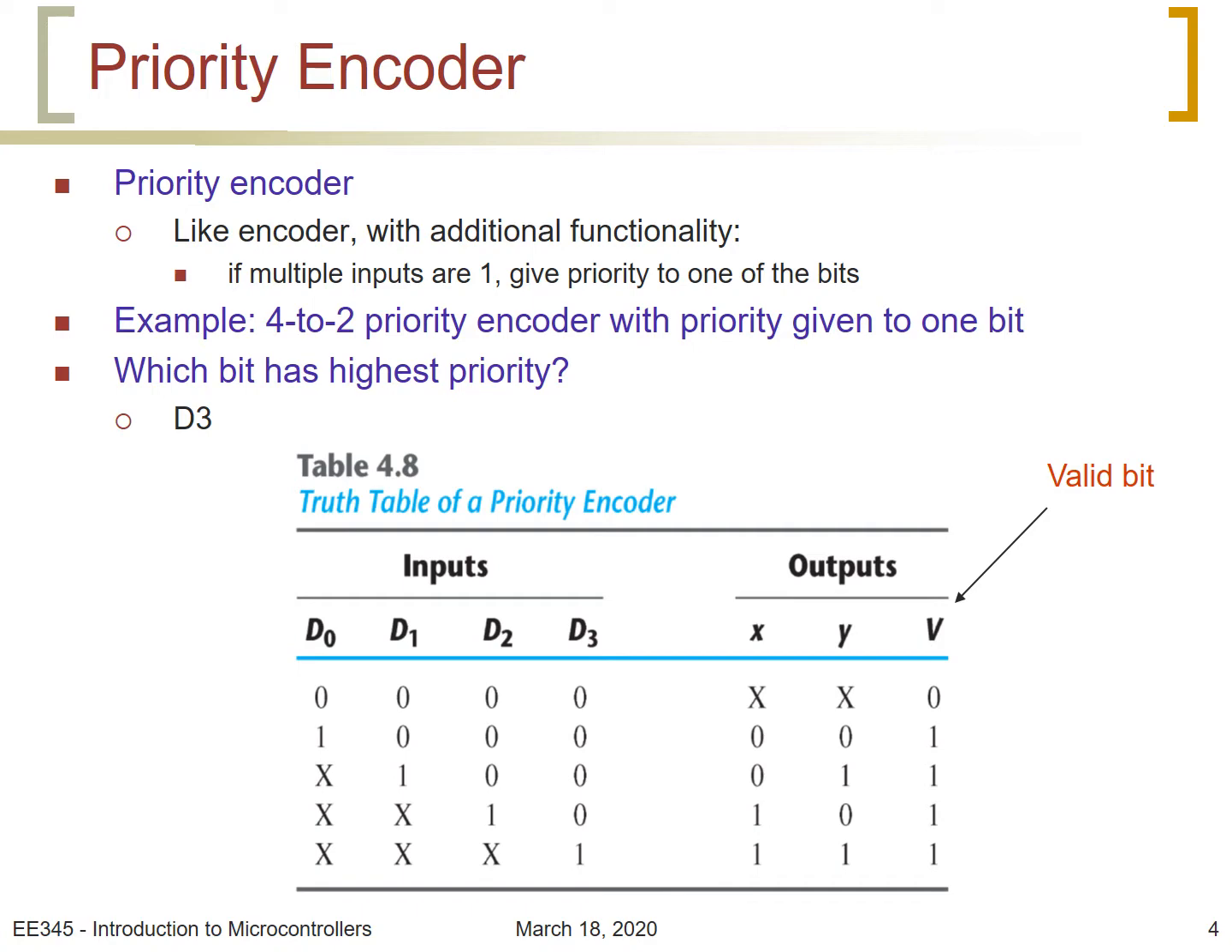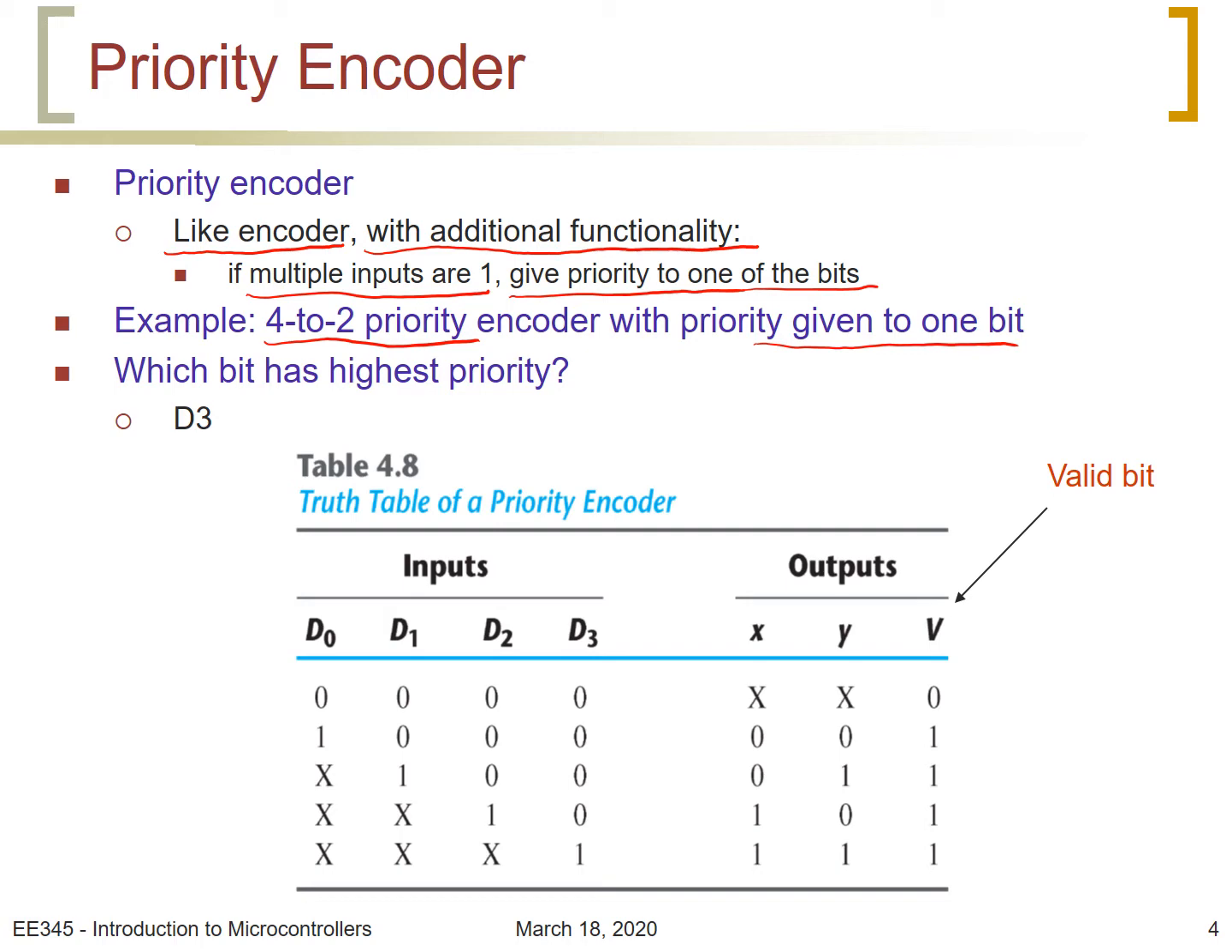Now, the priority encoder is like an encoder that we have just described. However, it has additional functionality, which is that it is possible for multiple inputs to be 1, but in this case, we give priority to one of the bits only. So we can have 2 inputs 1 or 3 inputs 1 and so on, but only one of them will have priority. We give an example of a 4 to 2 priority encoder with the priority given to 1 bit. Because the question will be, to which bit do we give the priority? Which bit has the highest priority?